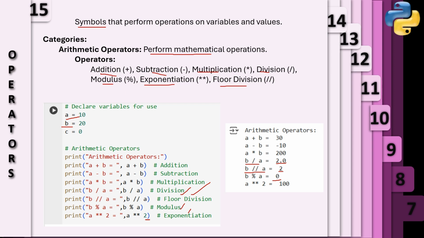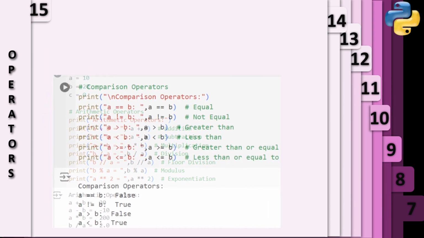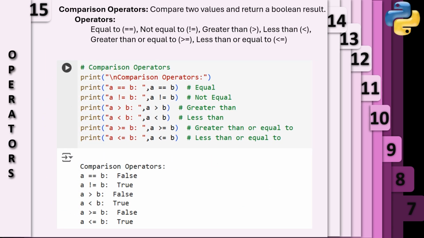Next, let us explore comparison operators. With comparison operators, we compare two values and return a Boolean result. The operators we use in this are equal to, not equal to, greater than, less than, greater than or equal to, less than or equal to. This is an example for these comparison operators. We have performed all the operations on this. Here also the A value is 10 and B value is 20.